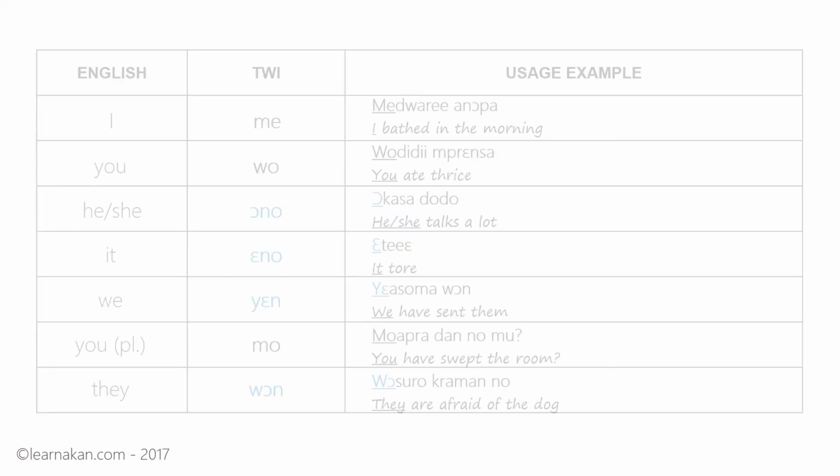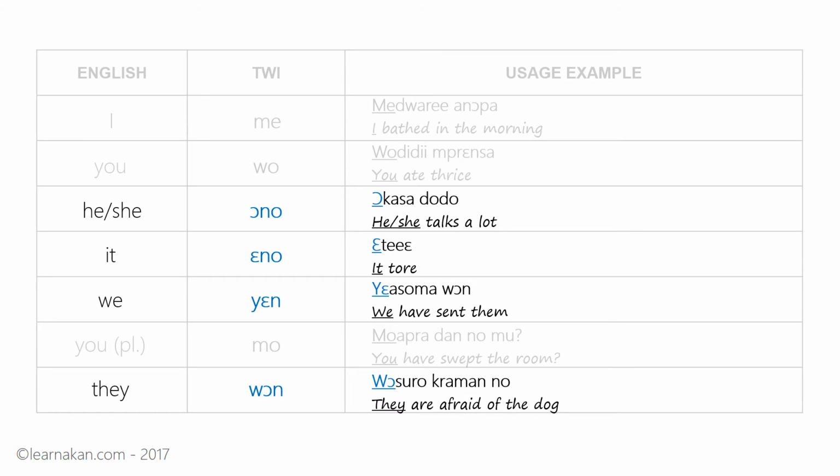I'm sure you may be wondering why we mentioned ono for he and she, but the example given was okasa dodo, with just o being identified as the subject pronoun. Again, for the pronoun it, we said its Twi equivalent is eno. However, for its usage example, we had etiye with e identified as the pronoun. We also got to know that the Twi equivalent of the pronoun we is yen, yet we identified only ye in its example as the pronoun. And finally, the pronoun they is identified as one, but for its example, we only had wo as the pronoun.